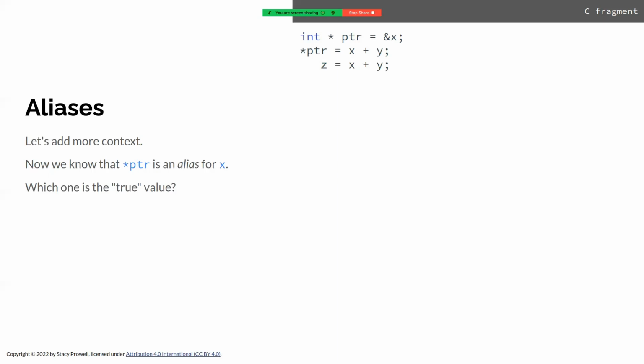So star pointer and X are the same thing, really. And you might wonder which one is the true value. If I change either one, both of them change. And so why would I ever do that? Would I ever have that in my code? This is super common. This happens all the time. It's a really common thing in code.